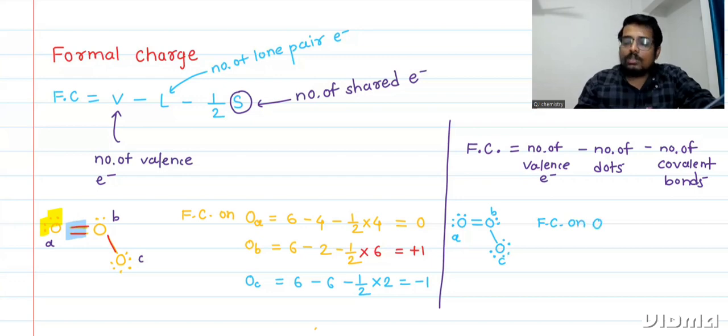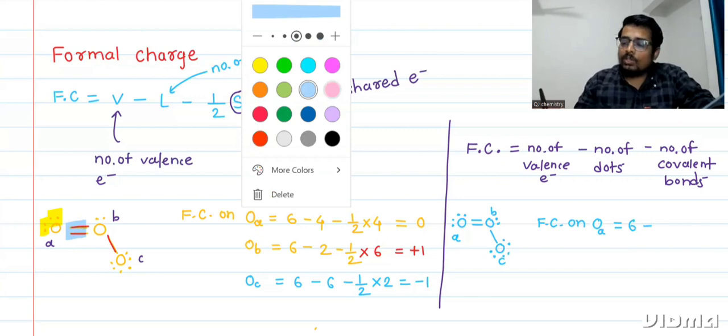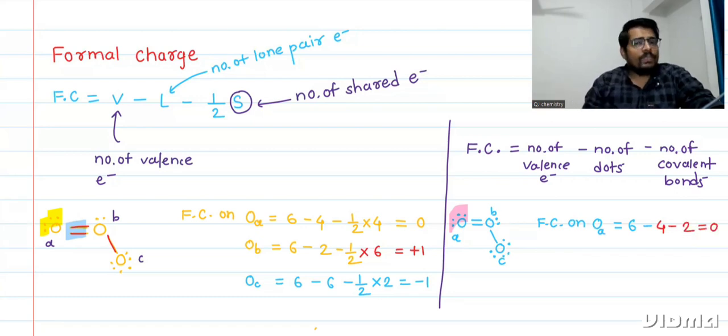On oxygen A, we know that the number of electrons in the valence shell of oxygen A is 6. 6 electrons in the valence shell minus the number of dots on oxygen A. How many dots are there in total? The total number of dots on oxygen A is 4. So 6 minus 4 minus the number of covalent bonds. Oxygen A is associated with two covalent bonds. So the formal charge on oxygen A is equal to 0.